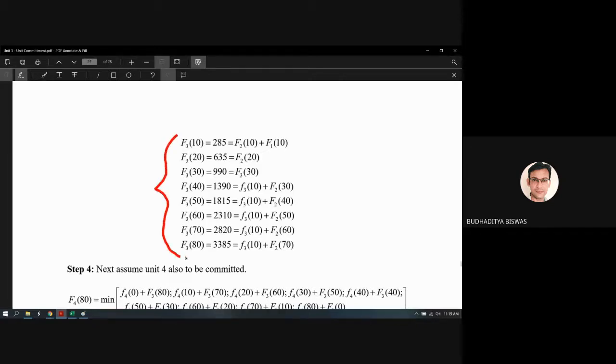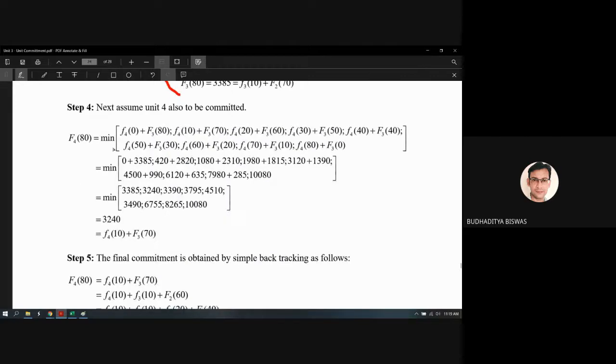As this is the capital F310, that means when we are producing 10 megawatt using units 1, 2, 3, then this is the cost required. Capital F320 means when we want to produce 20 megawatt using units 1, 2, and 3, then this is actually the cost involved.